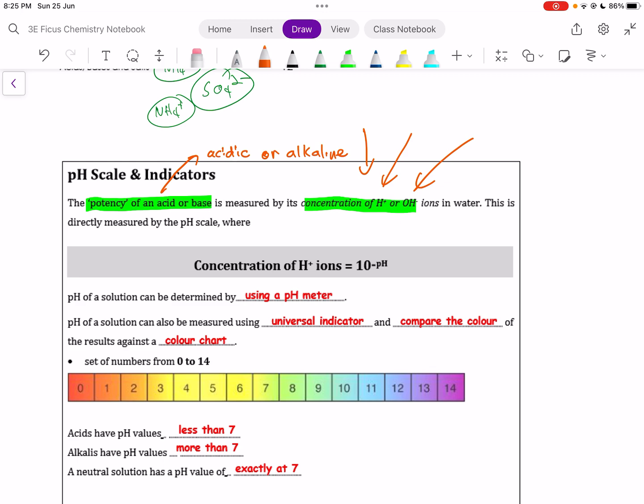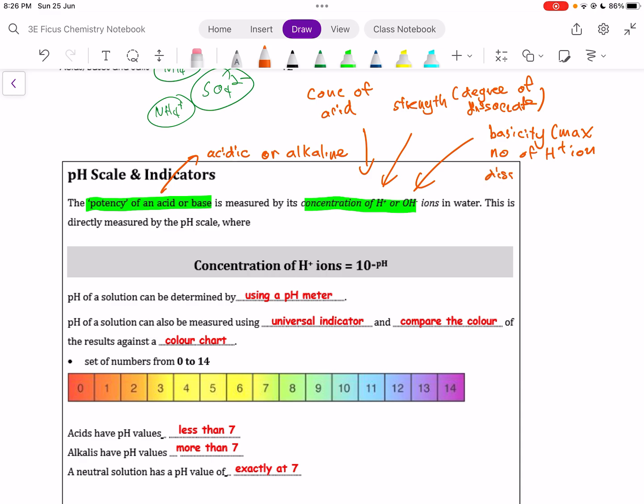One is of course the concentration of the acid, which is different from the concentration of the H plus. Then you have the strength of the acid, which is the degree of dissociation, whether it dissociates fully or partially. Then you also have the basicity, which is the maximum number of H plus ions that can be dissociated per molecule of acid.